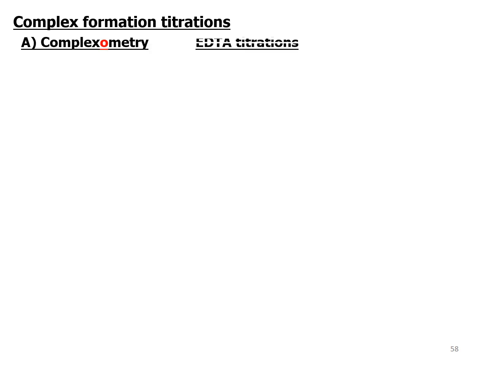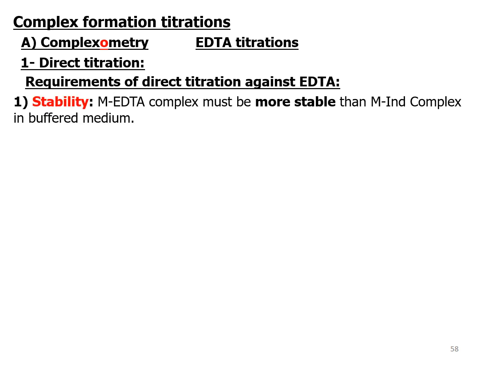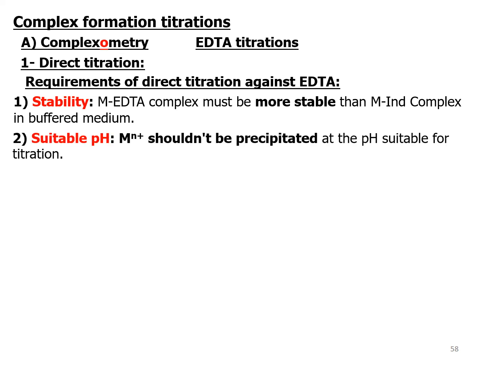Complex formation titration, or complexometric titration, means titration using EDTA. There are several requirements for direct titration against EDTA. These requirements are, first of all, stability. The metal-EDTA complex must be more stable than the metal-indicator complex in a buffered medium.